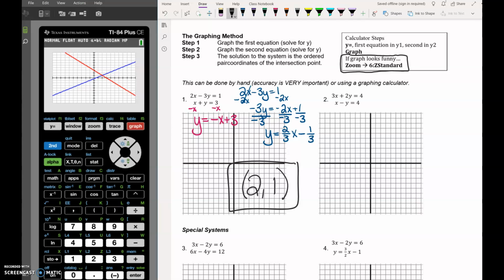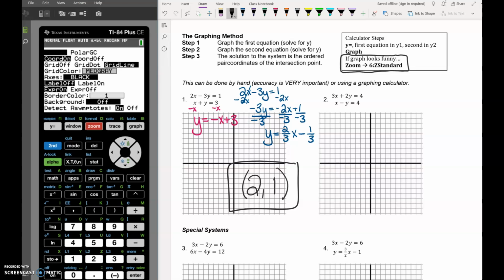The other question I get is, what if I don't have those grid lines on my graph? How do I get the grid lines? And I want you all to learn this so that you're not constantly saying, Mrs. Gilmore, can you put the grid lines on my graph quick? Everyone look up here. Push second and the zoom button. Do you see how it says format above there? Second zoom takes you into the format settings for the graph.